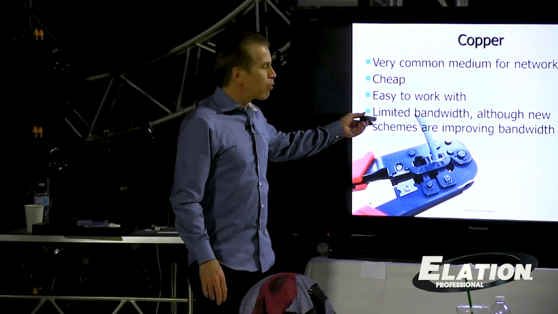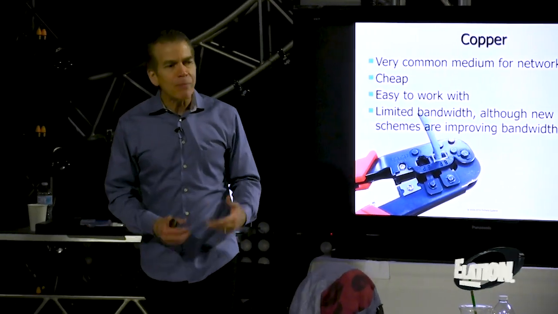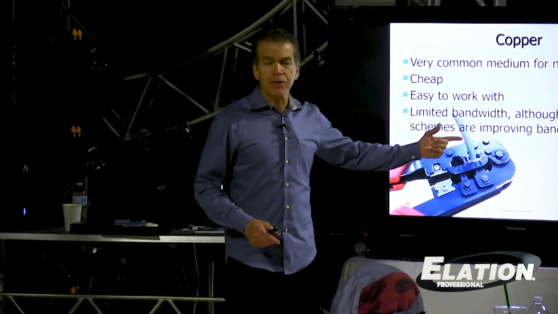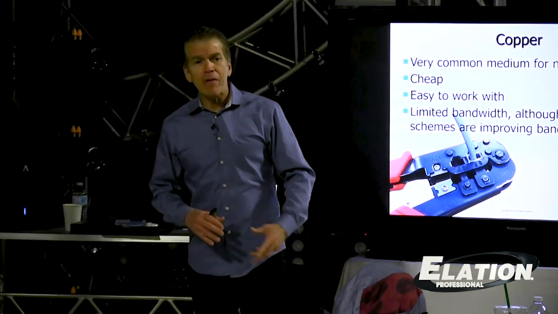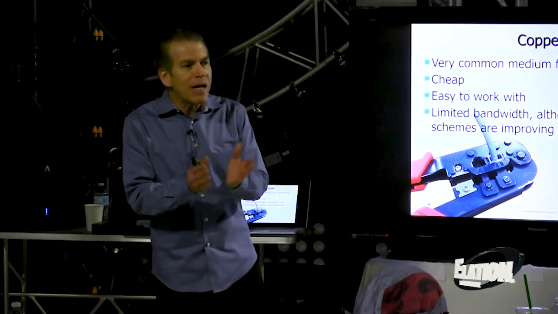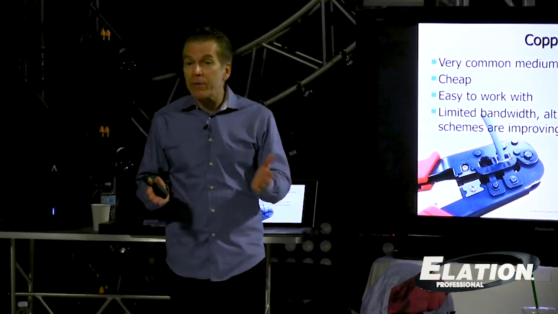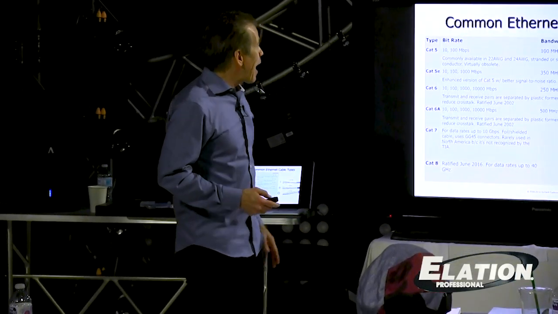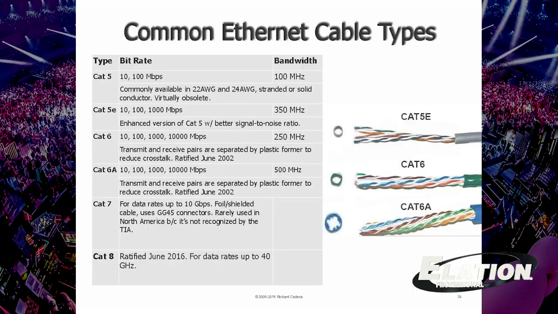It's relatively easy to work with, but it does have limited bandwidth. The bandwidth is limited by the capacitance of the cable. And as manufacturers of cable figure out better manufacturing techniques, they've been able to increase the bandwidth and make faster cable. That's why we have all these different categories of cable. Right now we typically use Cat 5, Cat 5e, Cat 6, or Cat 6a cable.